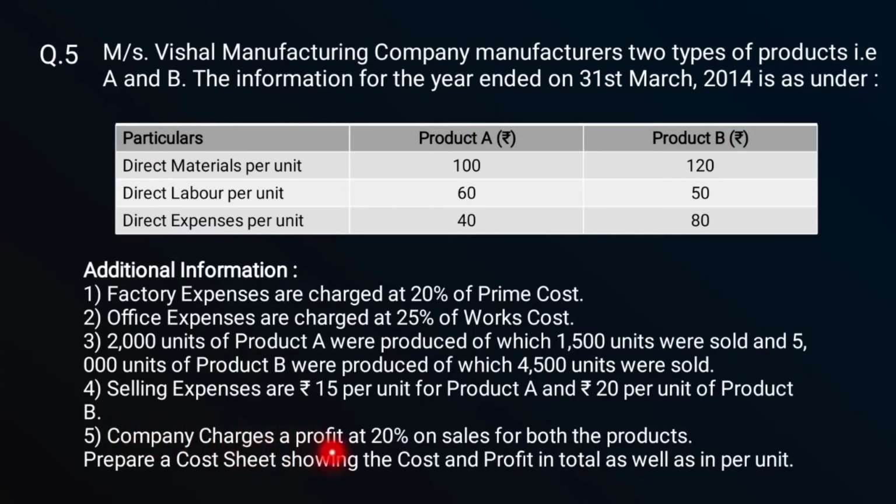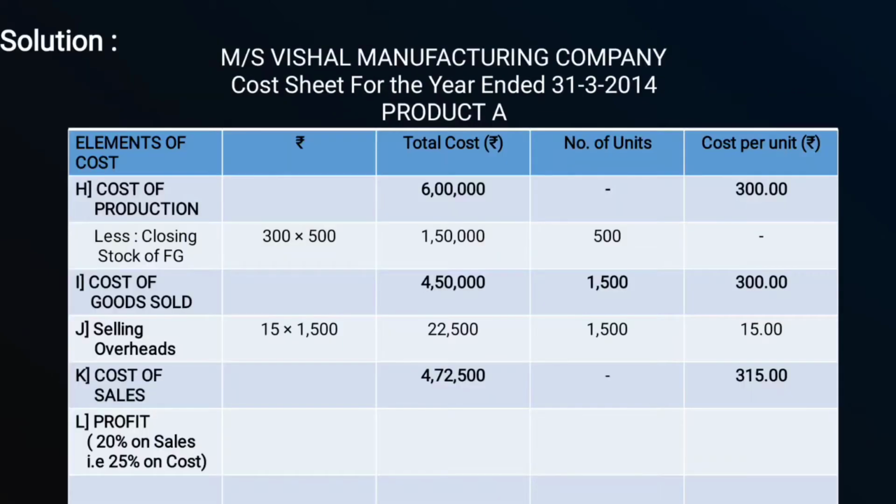Company charges a profit at 20% on sales for both the products. Part L, profit. So 20% on sales, that is 25% on cost. So 25% of 4,72,500 will be rupees 1,18,125. Your number of units will be 1,500 and cost per unit will be rupees 78.75 per unit.